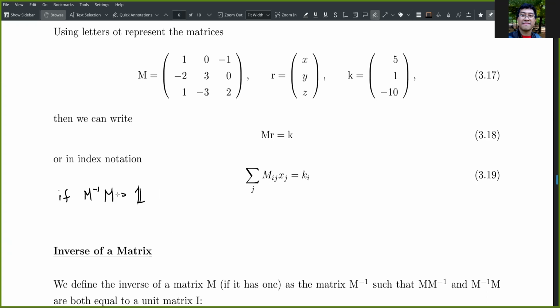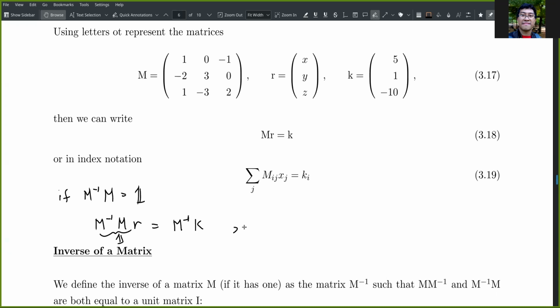The dimensionality is the same as the dimension of M and M to the negative 1. So if this happens, then if you multiply this by M minus 1, M minus 1 times M R, you also multiply the right side, M minus 1 K. Multiplication is done from the left side on both sides because matrix multiplication does not follow the commutative property. So if you multiply from the left side on one side of the equation, you also multiply from the left side on the other.